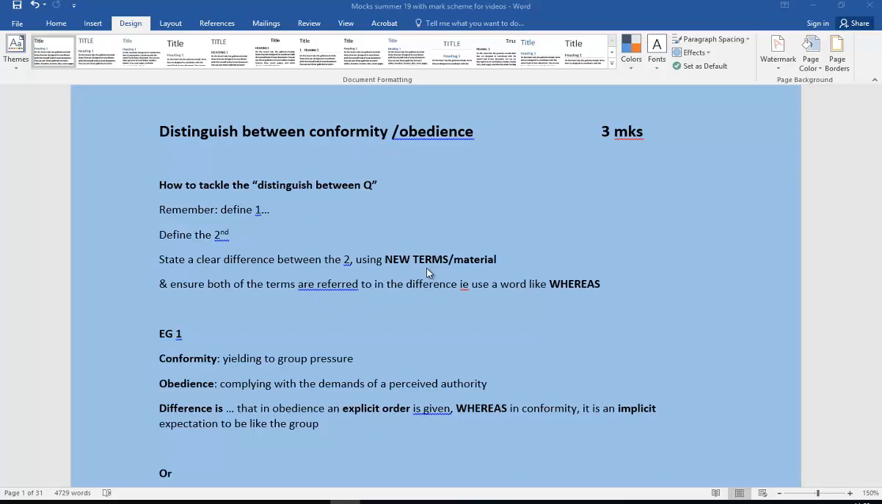So sometimes we get a student who just says, you know, obedience is different in this way, but you haven't talked about the difference with conformity. So for example, conformity, yielding to group pressure, nice and concise. Obedience, complying with the demands of a perceived authority. So the difference is that in obedience, there's an explicit order given. Something's explicitly stated, whereas in conformity, it's just implied, it's implicit. There's an implicit expectation to be like the group.